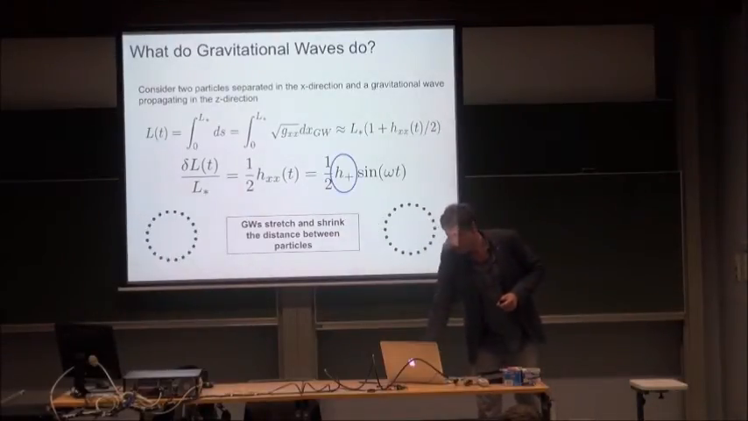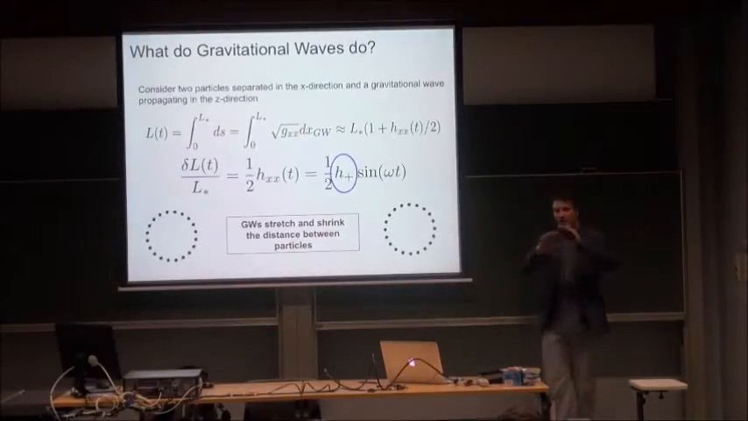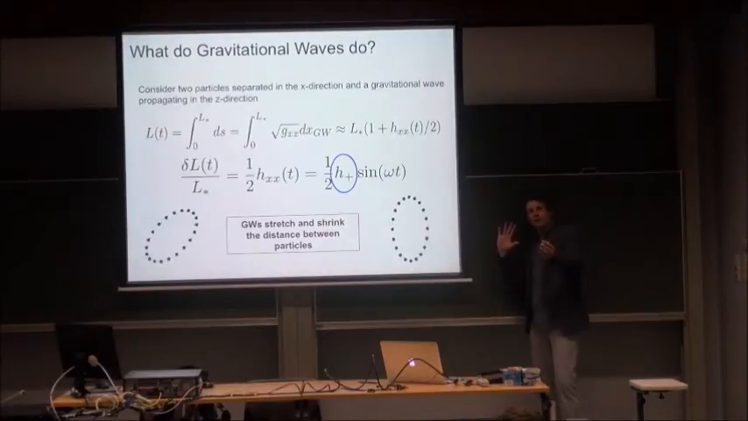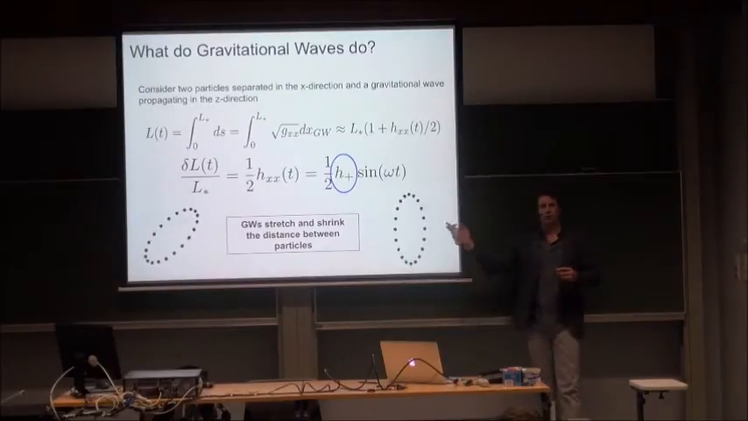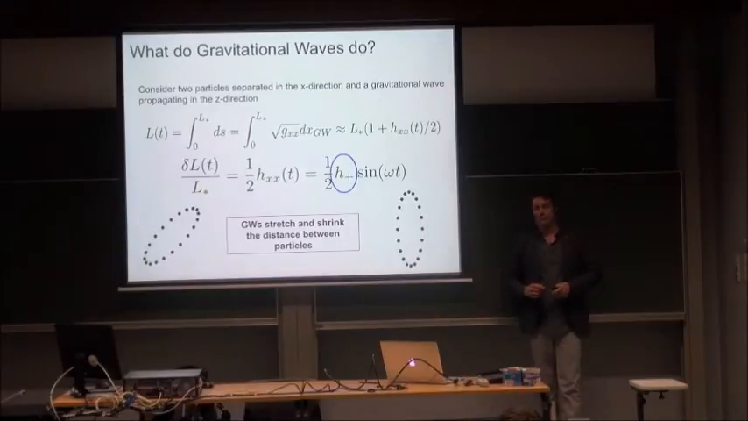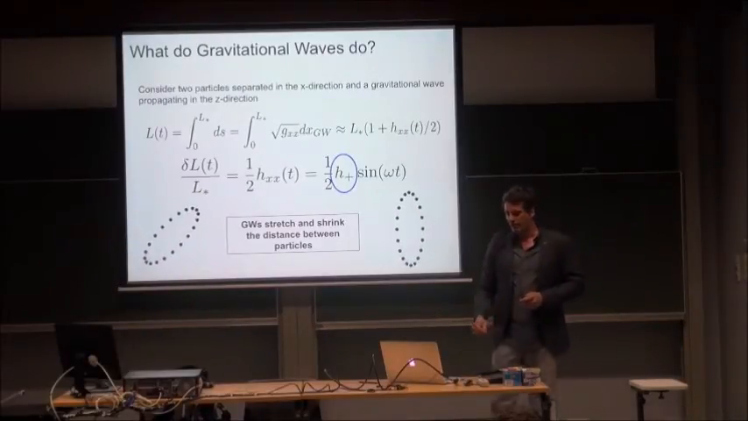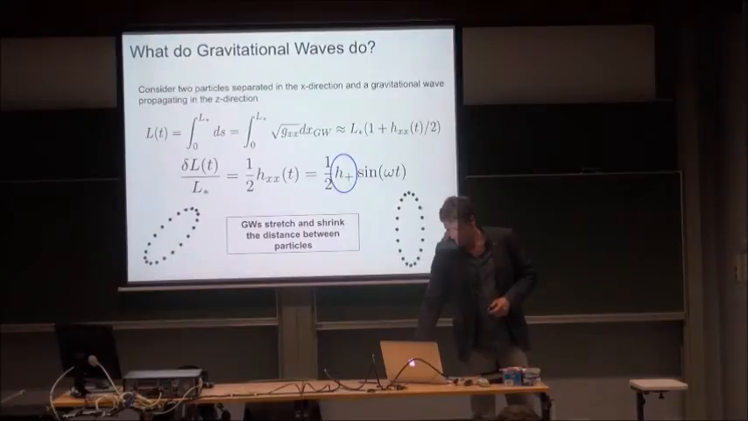So if you do the same thing with a ring, that's what you get. You take a ring of particles, and you let the gravitational wave pass in perpendicular to the ring, it's going to stretch and shrink in two different ways, corresponding to the two different polarizations of the gravitational wave. Good.